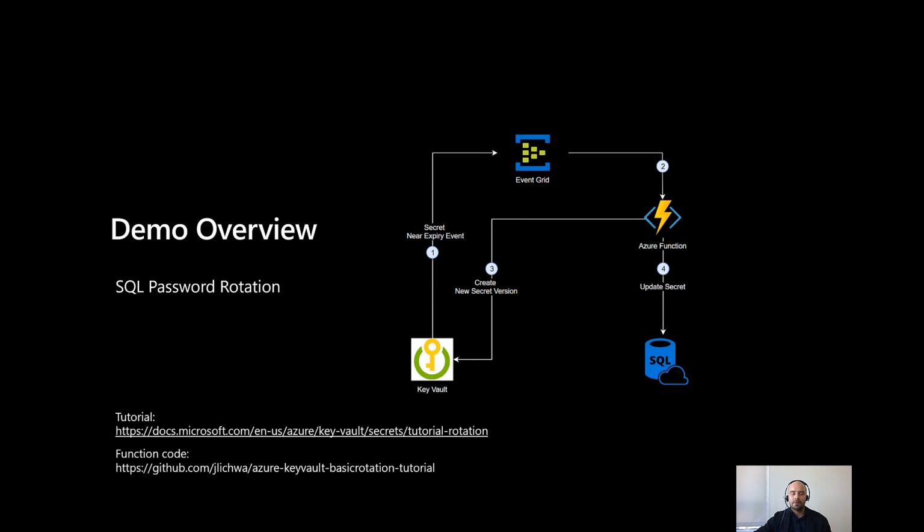The function we just created can be easily reused to rotate all secret passwords in your database just by adding a new event subscription. The entire code can be found at the GitHub link below, and there is also a tutorial which describes all those steps. Thank you. I give it back to Rajiv.